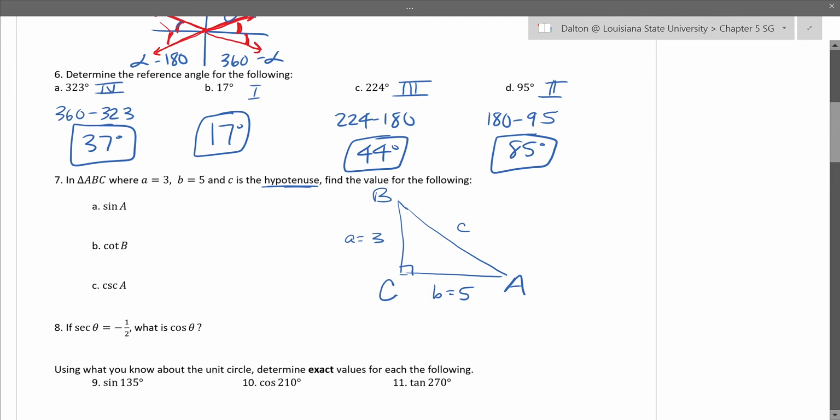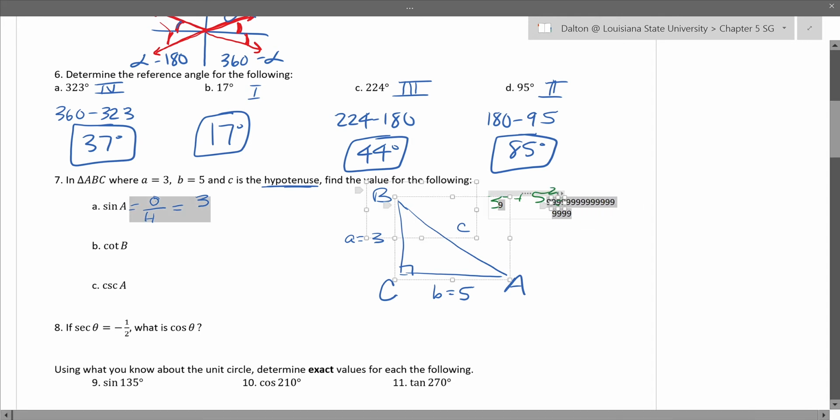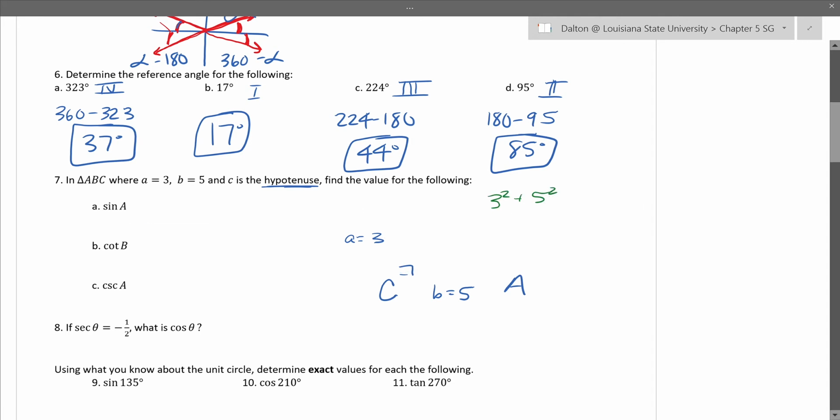The sine of A. Sine is found by, you could do y over r if you recognize, like maybe trying to fit this into a circle, but you could also go back to your regular SOHCAHTOA. Sine is opposite over hypotenuse. So opposite of angle A is 3, but I don't have my hypotenuse. So we need to go off to the side, and we'll use the Pythagorean theorem. 3 squared plus 5 squared equals c squared.